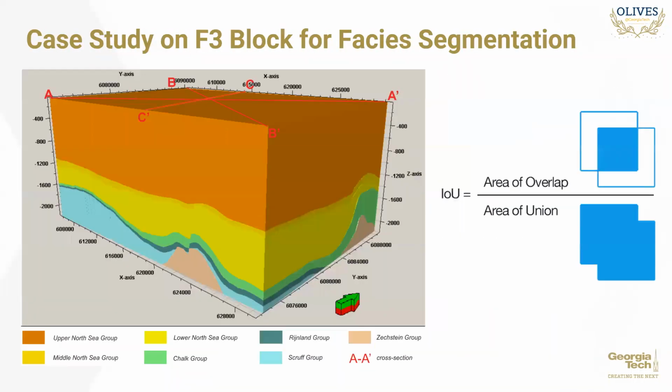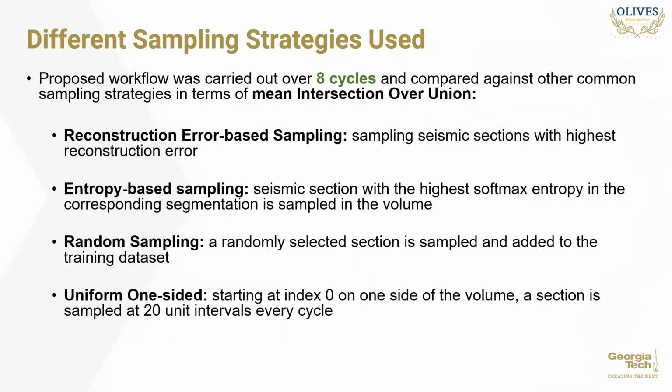The data set that we are using to demonstrate our active learning method is the popular F3 block, taken in the proximity of the Netherlands. And then we have all these different strategies that I briefly talked about before. We have reconstruction error-based sampling, where we sample from the unlabeled pool based on how far the samples are from the training manifold. Entropy-based sampling, where we use model entropy to sample the most informative samples from the unlabeled pool. Random sampling, where one just randomly samples data from the unlabeled pool to provide to the interpreter.